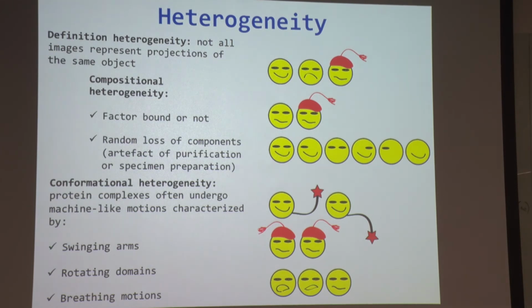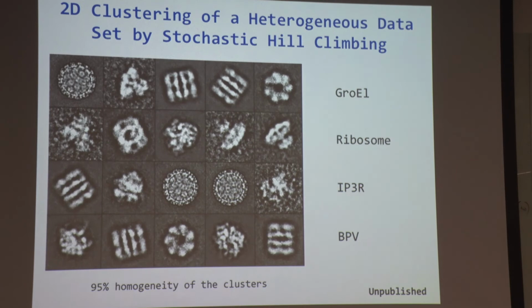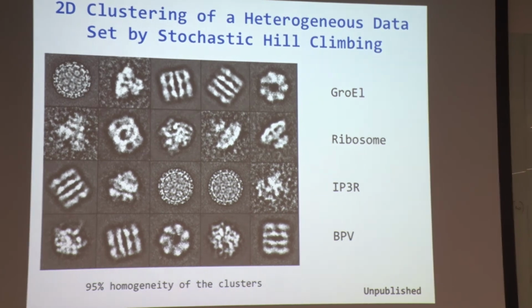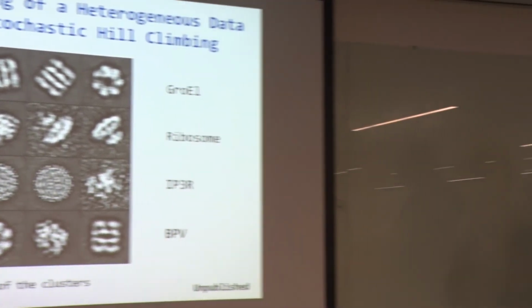Protein molecules also move to exert their functions and often undergo machine-like motions, characterized by swinging arms, rotating domains, and breathing motions. And we have tried a large number of different algorithms for dealing with this sort of stuff, but I'll just speak briefly about one. So what we did here was we took 4 different molecules. We mixed them in a test tube and we collected the data just to validate what we were doing.